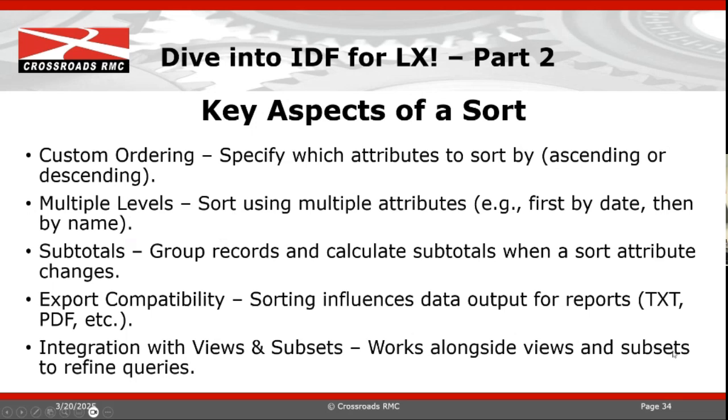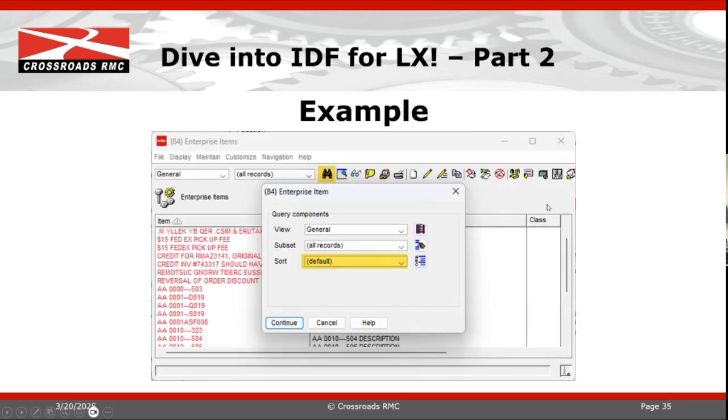We said they kind of cascade together and all work in tandem, right along with those views and subsets we've been talking about. So in PowerLink, it's a little different to get to than in Netlink, right? Again, we can always hit the customize menu and hit the sorts button that's in the list, but you'll notice this little binocular set here in enterprise items in PowerLink. If you hit that binoculars, it will pull up this little menu that gives you access to your sorts, subsets, and views all in one handy place.